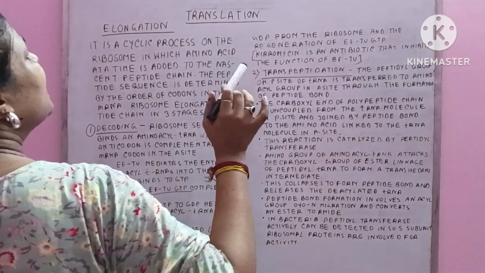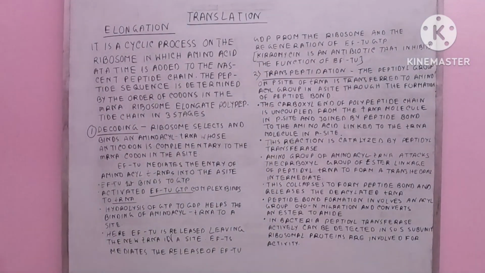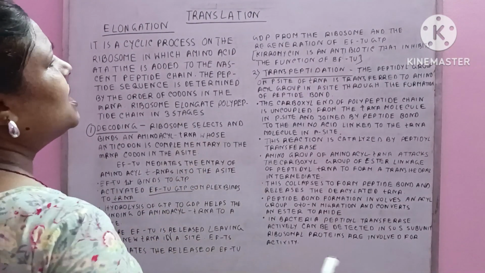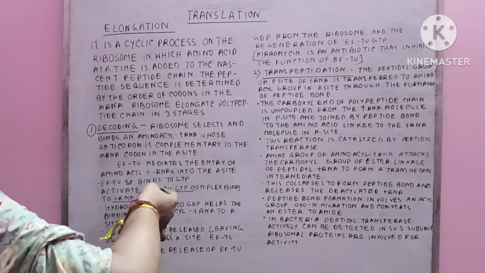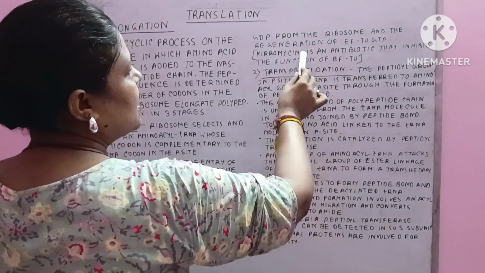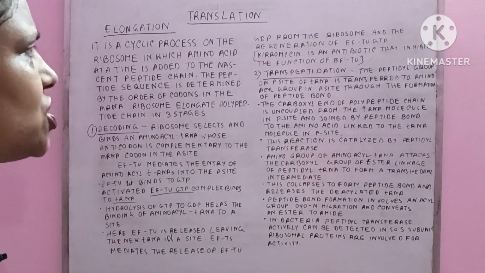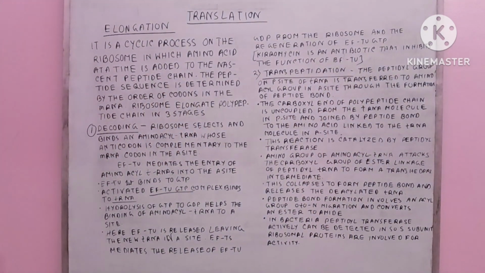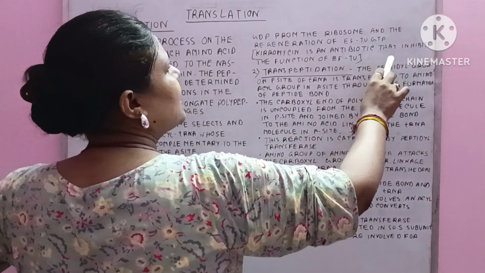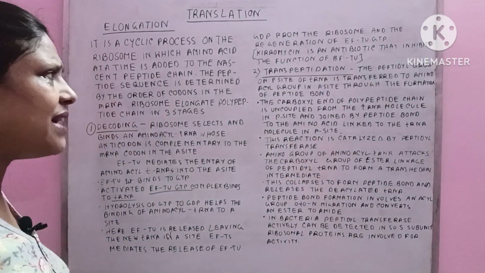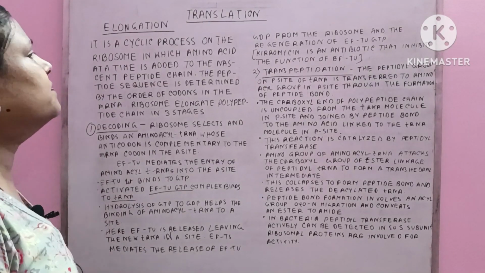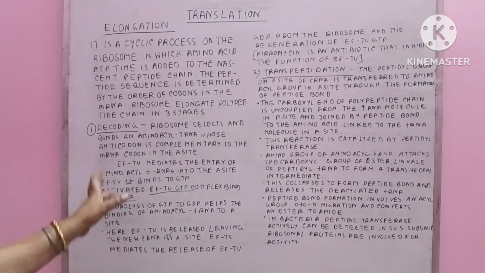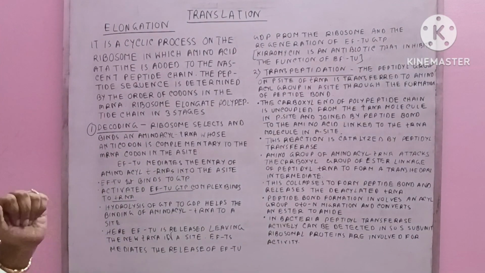Here is another important thing, not included in this translation process itself. It is an antibiotic known as kirromycin, and its function is that it inhibits the function of EF-Tu. Okay, kirromycin is an antibiotic and it inhibits EF-Tu. So this is the process of decoding, which is involved in the elongation process.